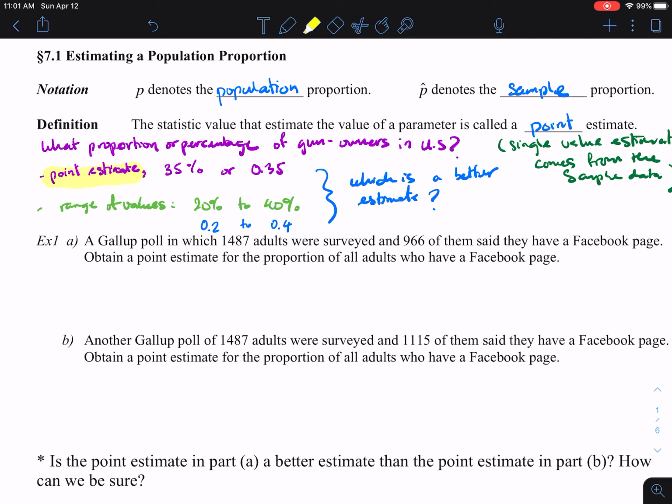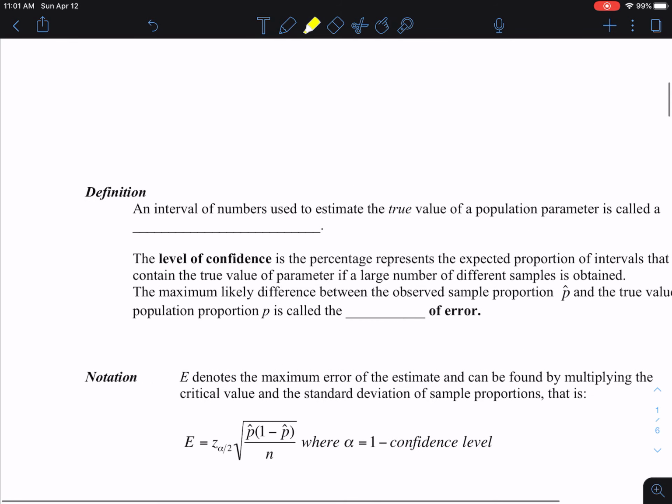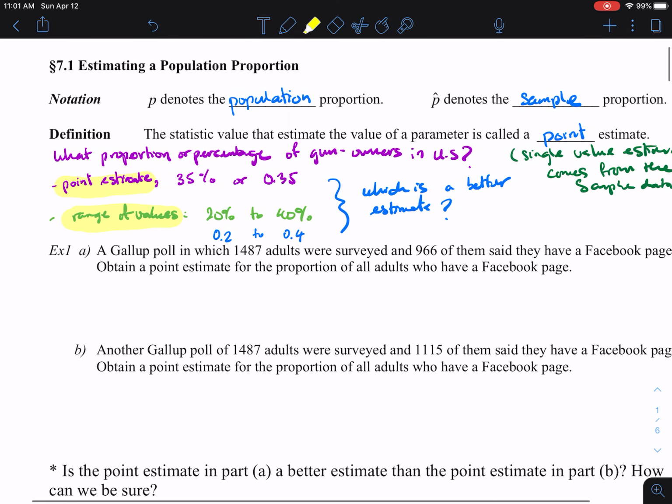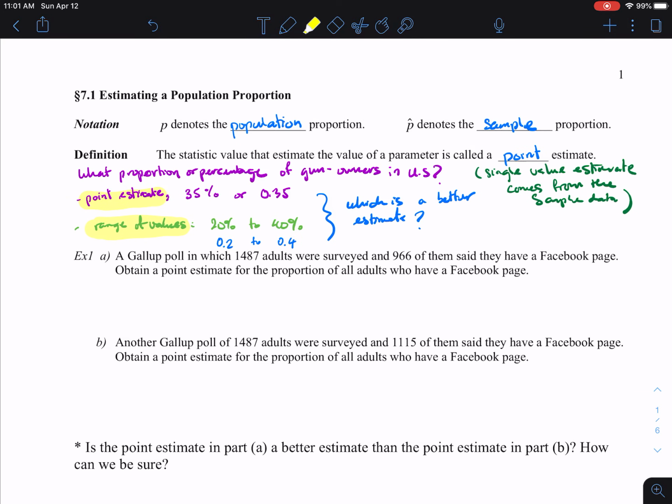We're going to introduce what in statistics we formally call this range of values when we estimate something: the confidence interval estimate. And that's what we're going to introduce in this lesson. The goal of this lesson is, how do we estimate parameters using sample data in a way that we're more confident or more accurate? Which is a better estimate, using a single value or using a range of values, and what is the trade-off between the two methods? So let's start with the first example here.